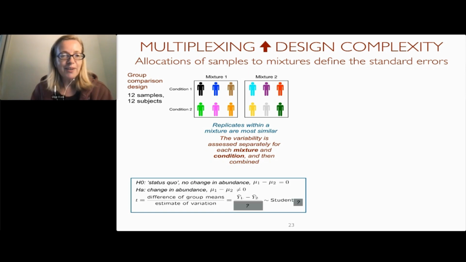I would like to argue that the comparisons within one plex are more precise than comparisons of this subject to this subject, so comparisons across plexes. So a good way to analyze this data would be first compare conditions within mixture 1, compare conditions within mixture 2, and then combine the comparisons, because within-mixture comparisons are more precise. Well, then we have another option.